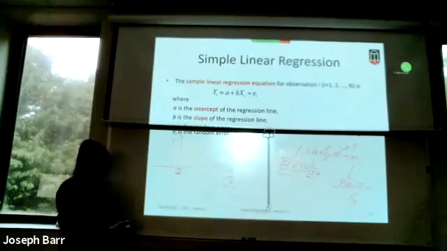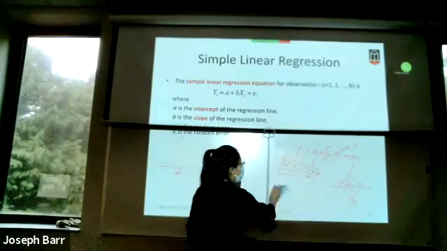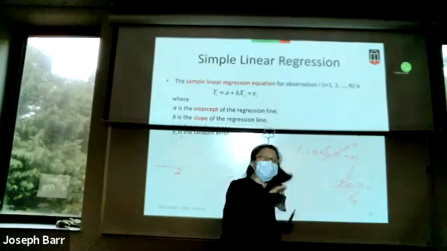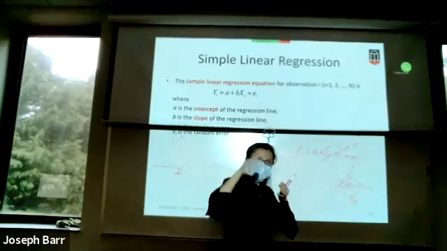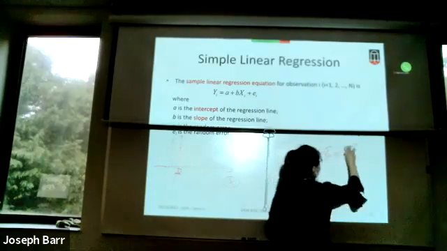And how about B? Slope. How to understand the meaning of slope? This is the expected change. It's change. We're gonna look at the change. What is the change?